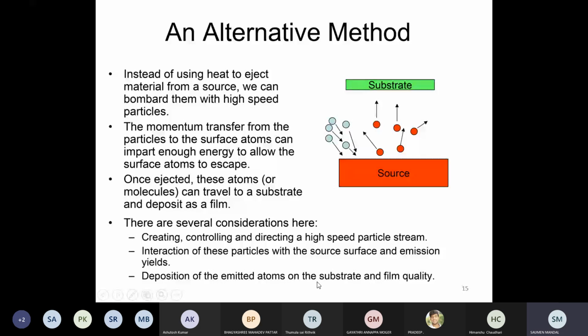The emitted aluminium and oxygen will deposit on the substrate, and for the quality of the film you can again adjust the substrate temperature and other parameters. Like in PVD, we observe the substrate temperature and the deposition rate. These are two important factors deciding the quality of the film.